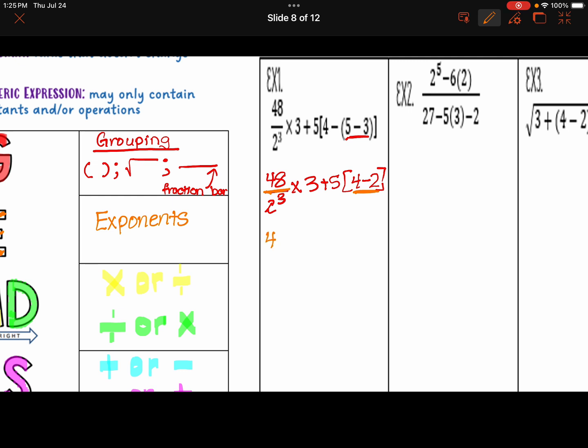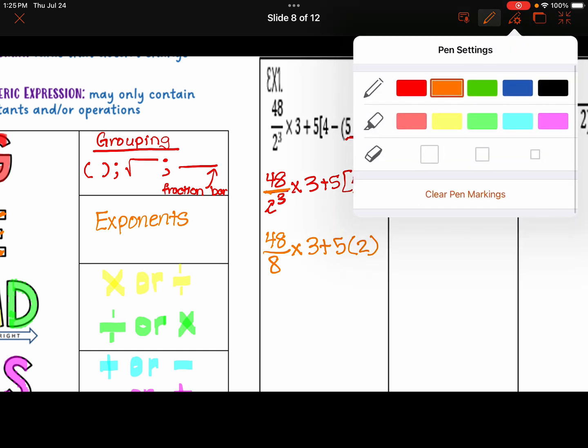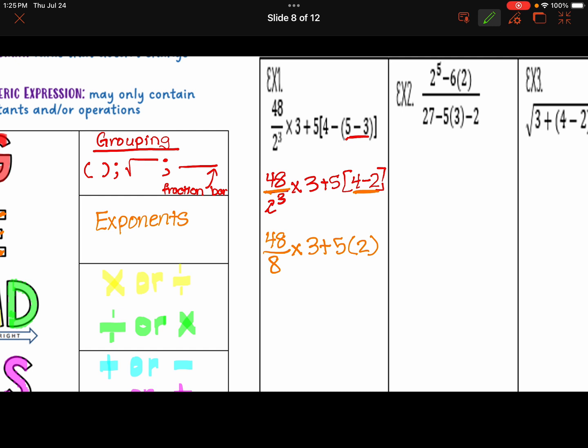So the top numerator is already simplified. 2 to the third power, 2 times 2 is 4, times 2 is 8. And then we've got times 3 plus 5. And now we can simplify 4 minus 2 is 2. Okay. Then next, I see division, so I'm going to divide. 48 divided by 8 is 6.